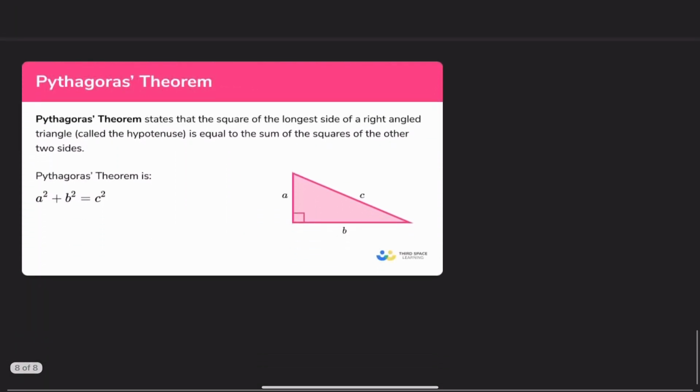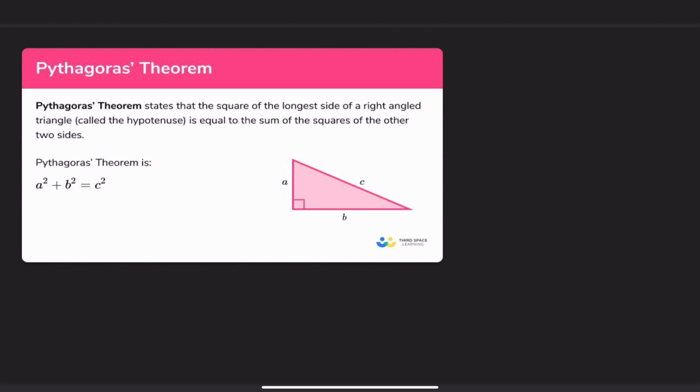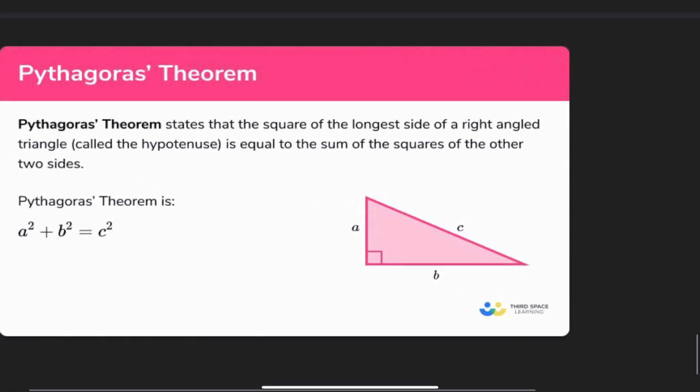Speaking of the Pythagorean theorem, remember it states that the square of the longest side of a right triangle, called the hypotenuse, is equal to the sum of the squares of the other sides. So we use a squared plus b squared equals c squared if we see a right triangle. The hypotenuse is always across from the 90 degree angle. It's the longest side of the right triangle, and we call that c. The other sides we call a and b.